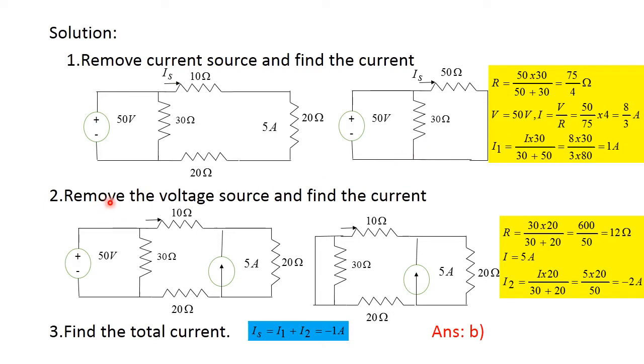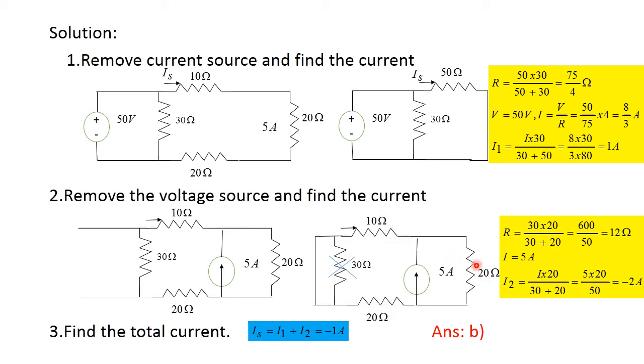Next, remove the voltage source and find the current. So first we removed the current source, and next we are going to remove the voltage source and calculate the current. If the voltage source is removed, then we have to short circuit it. Always remember, whenever there is a short circuit path parallel to a resistor, there will be no current flow through that resistor. So we can take these two resistors, 10 ohm and 20 ohm, in series. So 20 plus 10, 30.